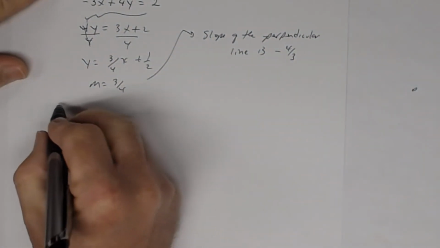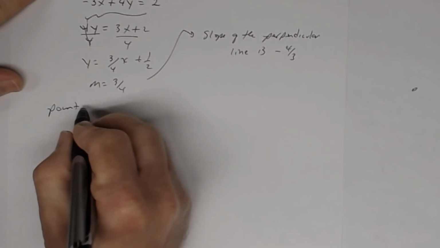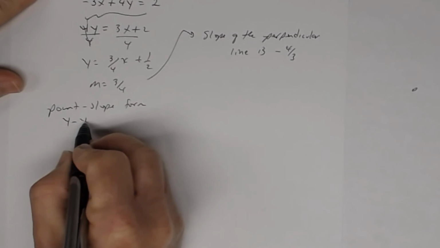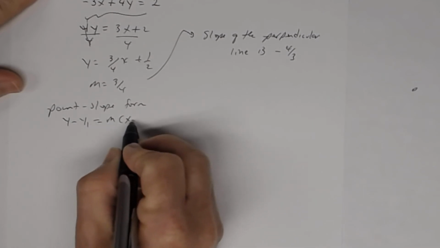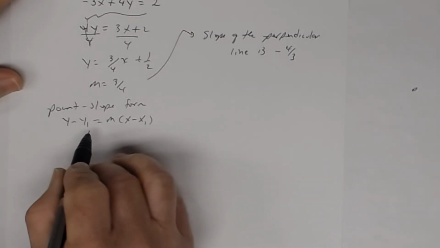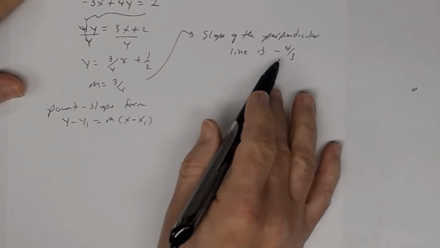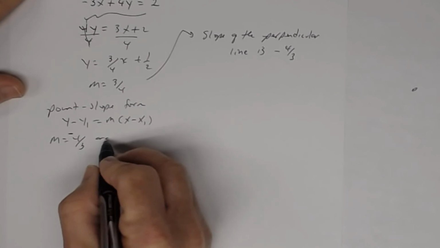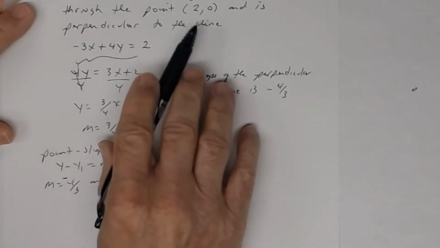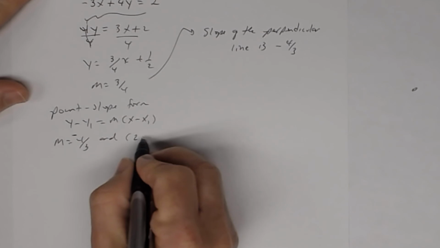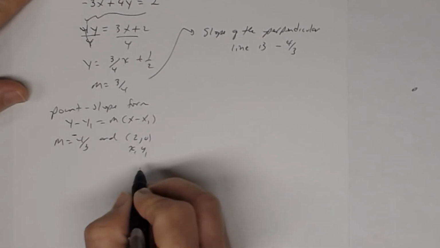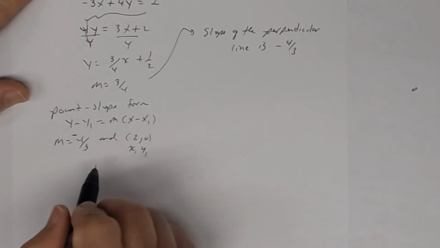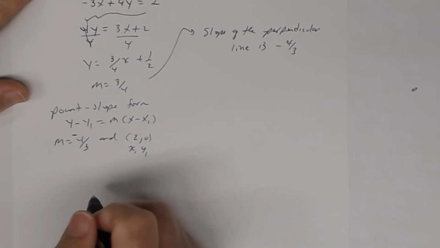So one approach is to use point-slope form, which is y minus y1 equals the slope times x minus x1. In order to use point-slope form, you've got to know the slope, which you do. It's negative 4/3. And a point on that line is (2, 0). So there's your x1, there's your y1. When using point-slope form, you substitute that point into x1 and y1, not x and y.